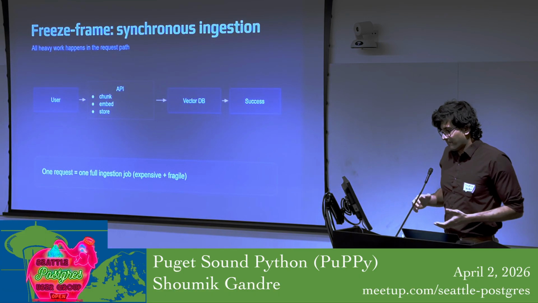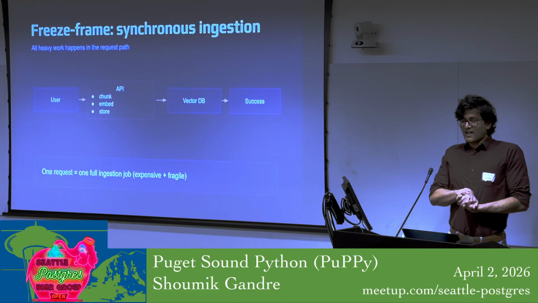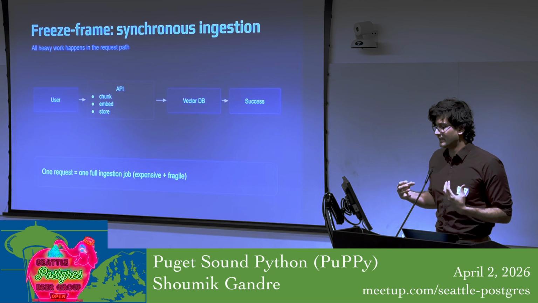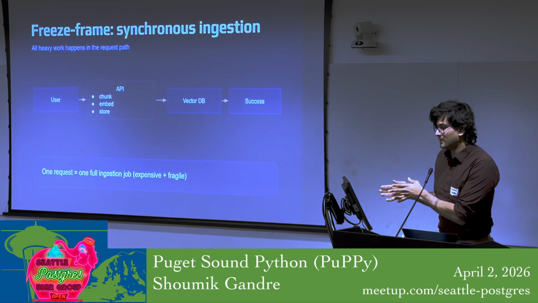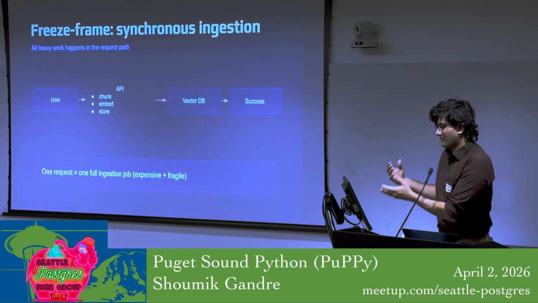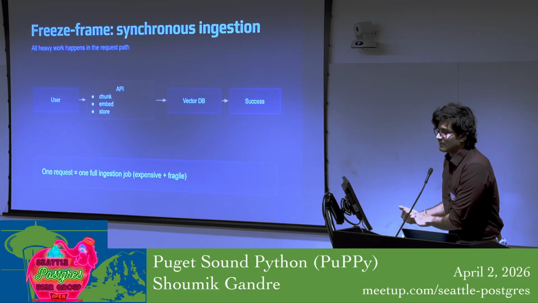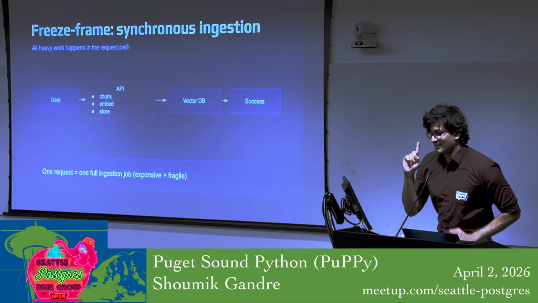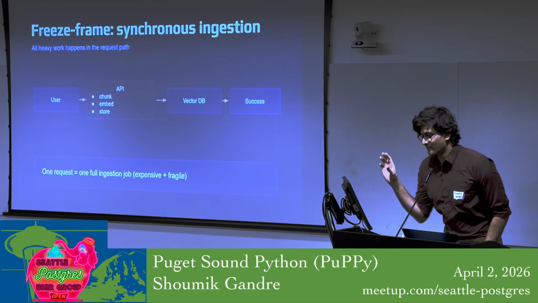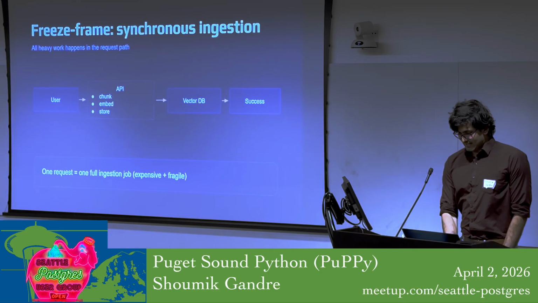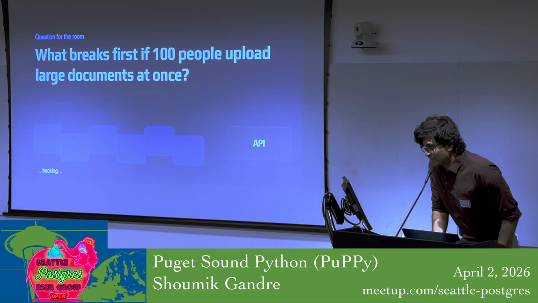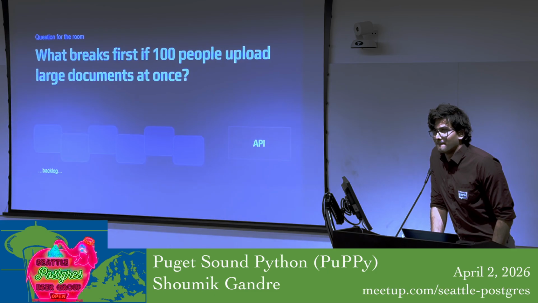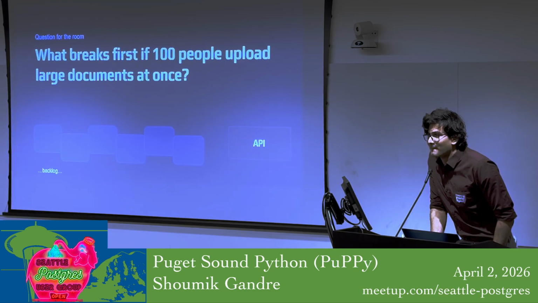Simple. Okay. Now, let's analyze this a little more. A user is putting stuff in through an API whose job is to chunk this into different parts, embed all of these chunks, and then store them in a vector database. One request is one full ingestion job. What do you think? What breaks first if 10 people upload large documents at once? Any takers?